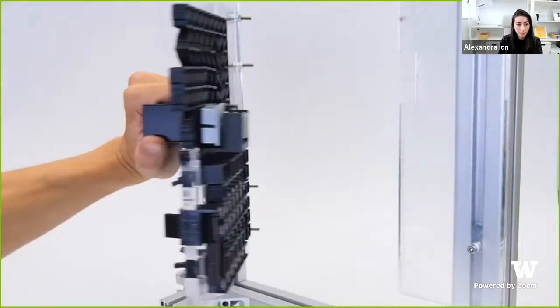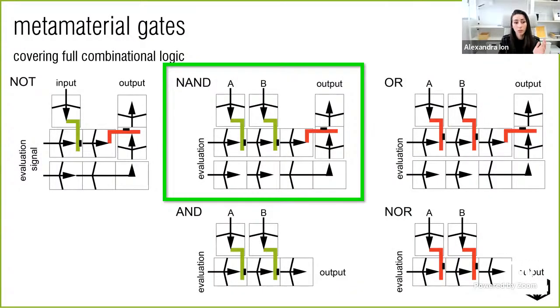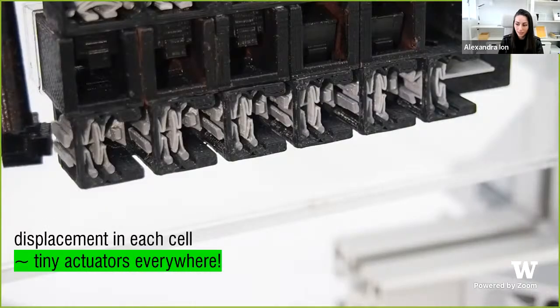So this is an example for digital metamaterials, as we like to think of those. We implemented signal transmission, routing, gates, amplifiers, and so on and so forth, common signal processing elements. And also, I wanted to point out that we have gates, including the NAND gate, so making it full combinational logic.